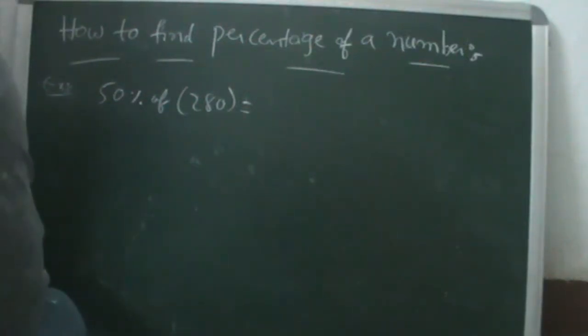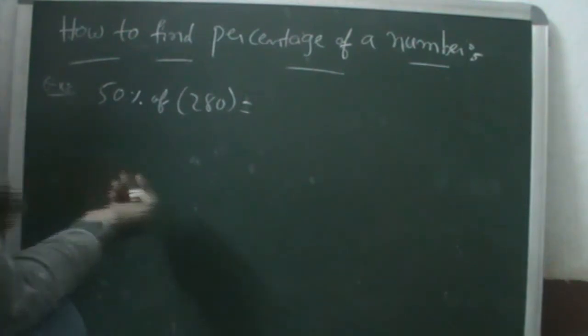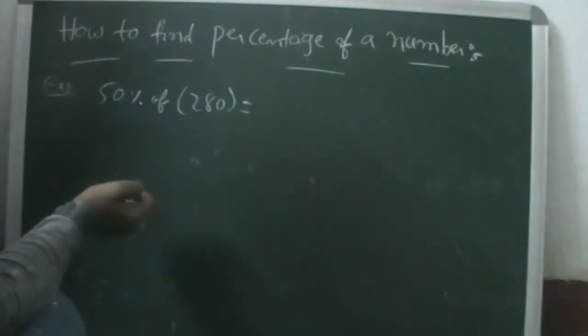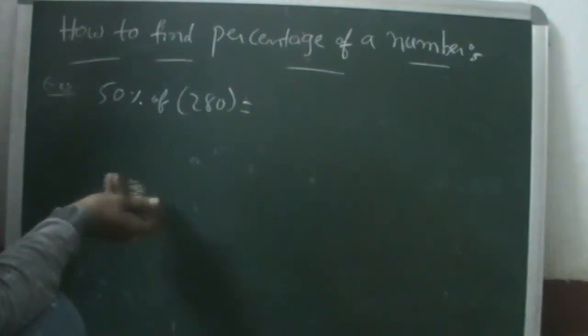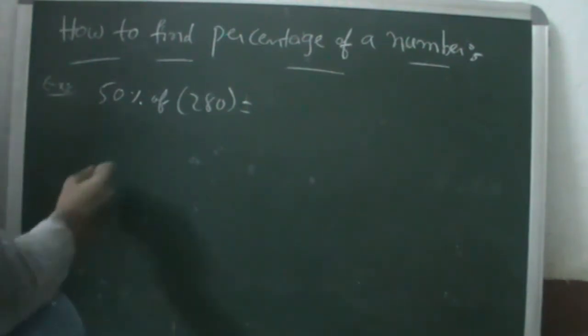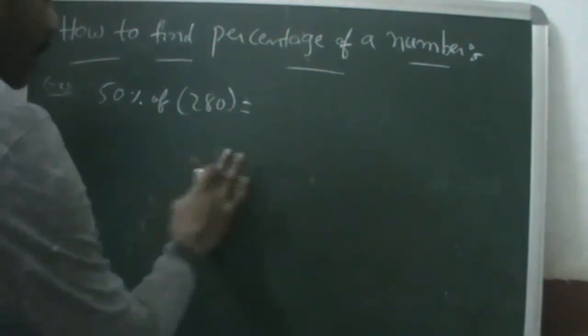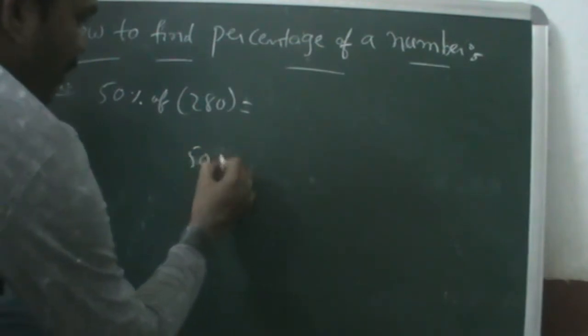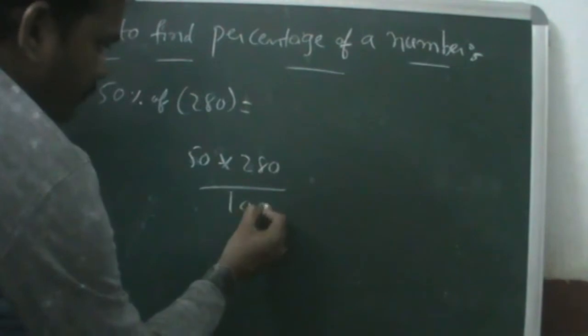Today's topic is how to find the percentage of a number. There are different ways to find the percentage of a particular number. The general procedure, let us take one example, is 50% of 280. To find this, we multiply 50 with 280 and divide by 100.